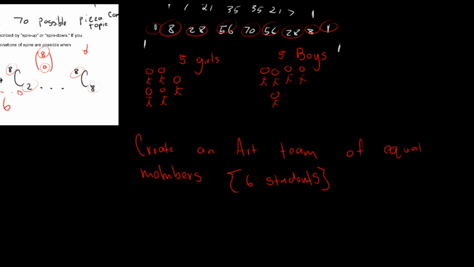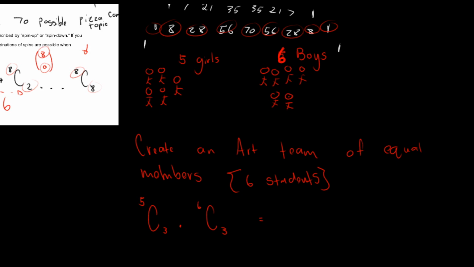So we have 5 girls, 5 boys. So let's see. Equal amount of numbers. In this case, I can say, well, there's 5 girls, and I need to pick 3 of them, and we're going to multiply this. Let's add one more boy. So let's make this 6. Okay, let's make this 6. 6 boys. So I have a total of 6 boys, and I need to pick 3 of them.